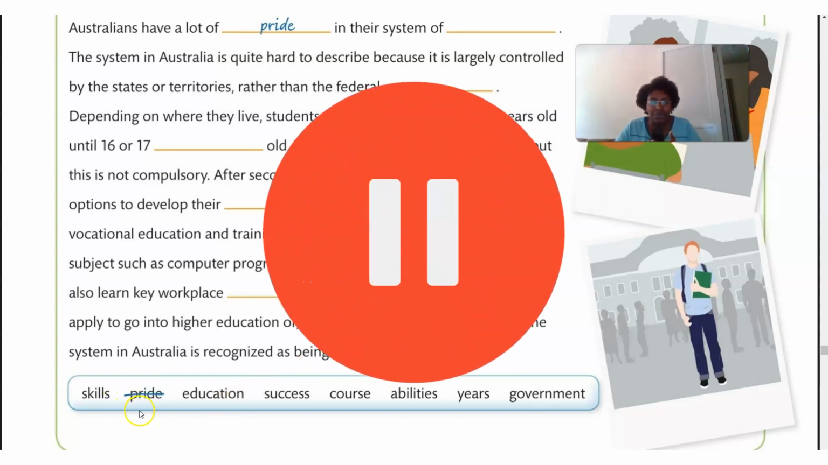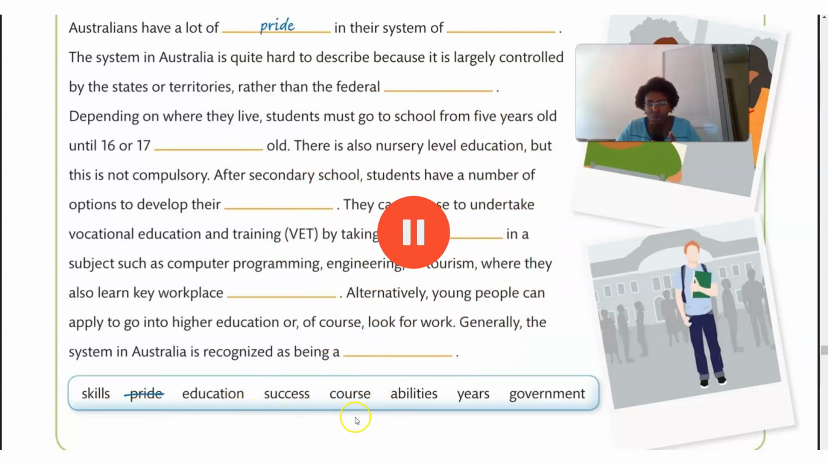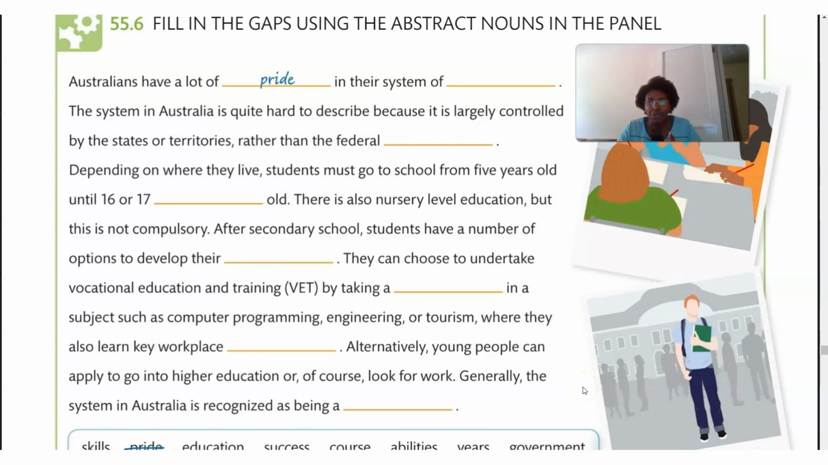So we have skills, pride, education, success, course, abilities, years, and government. I'm going to read the text and then insert the correct word. You can also practice your pronunciation listening as I read. You can read with me and check that your pronunciation, your intonation, your stress is correct. So let's go ahead, and I'm going to read through the text now.